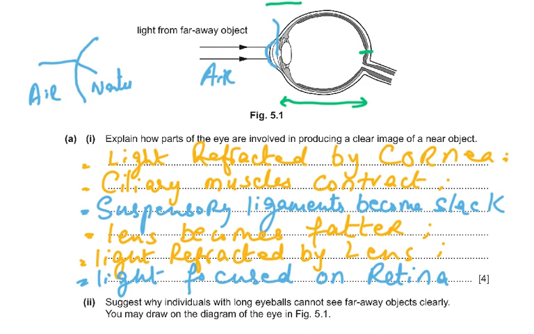So light is refracted by the cornea, ciliary muscles contract, suspensory ligaments become slack, so the lens becomes fatter or more convex, and light is refracted by the lens. Otherwise, you see what would happen, the light rays would just go straight. There would be no focusing. Light is refracted by the lens and light is focused, or the image is formed, on the retina.